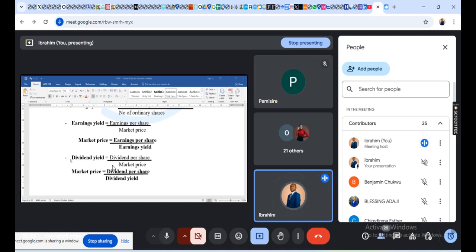How will you determine dividend per share? You want to pay a total dividend of 50,000. What is the number of shares? 50,000 divided by the number of shares will give you dividend per share, right? Divided by the market price. So if you make market price the subject, don't forget the objective is to get the current market price. Then if you want to get the value, multiply it by the number of shares, you get the market value of the company, the value of the company, class.